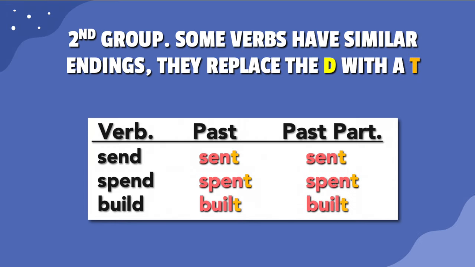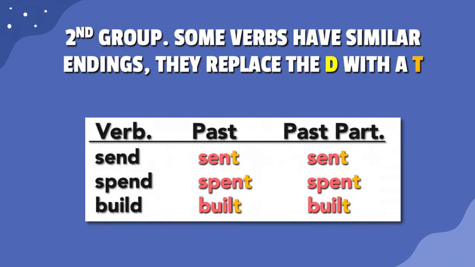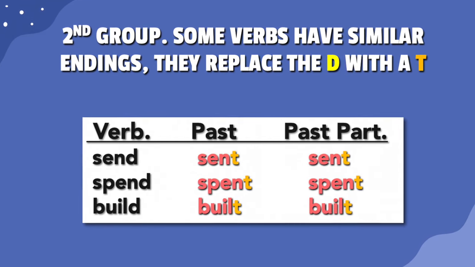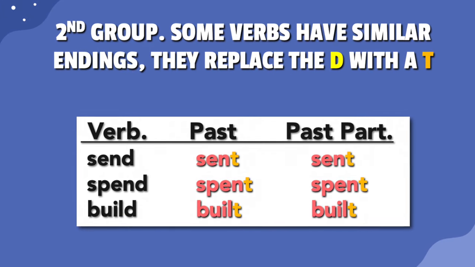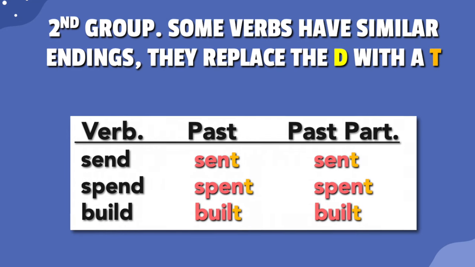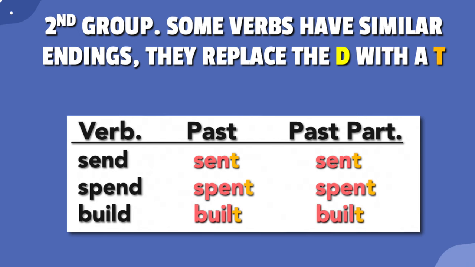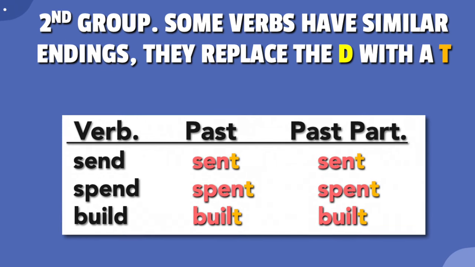In the second group, we have similar endings. They replace the D with a T. For example, send, sent, sent. Spend, spent, spent. Build, built, built.